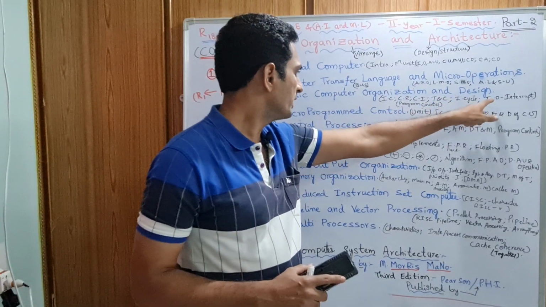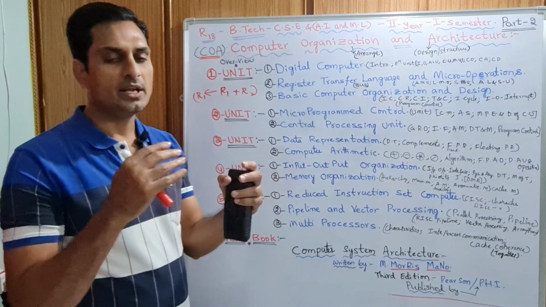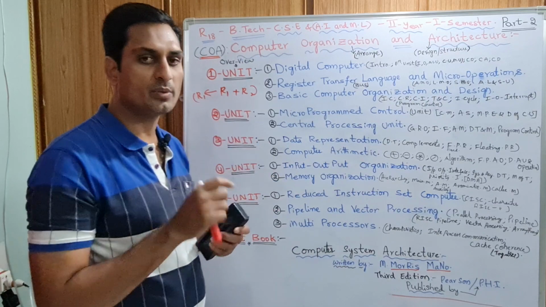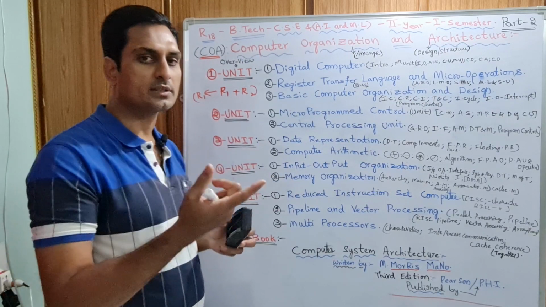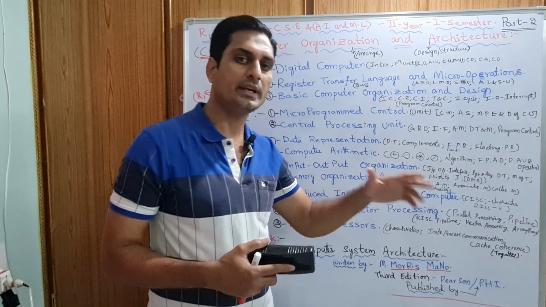And here we have input output interrupt. Interrupt means disturbance. From the keyboard, if you send any information, that will disturb the processor from doing its task, right? Through diagrams we will explain. I will explain in my next videos in detail.